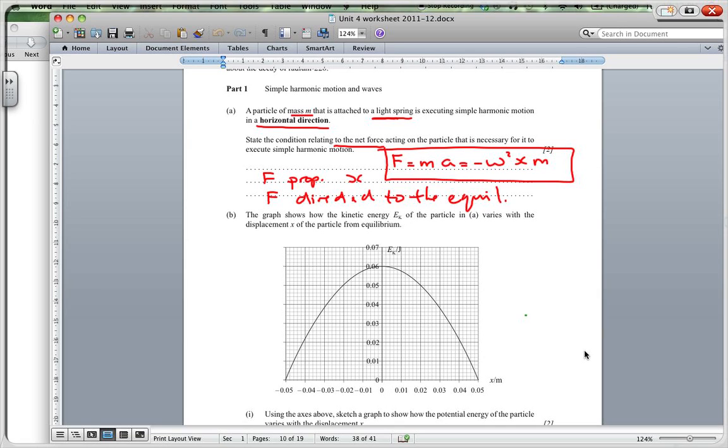Next part over here, the graph shows how the kinetic energy Ek of a particle in SHM varies with displacement x of the particle from the equilibrium. So using the axis above, sketch a graph to show how the potential energy of the particle varies. So basically what happens is at this point over here, this is where you're getting maximum kinetic energy, you actually got zero potential energy. This is at a point at your equilibrium. And conversely, when you have zero kinetic energy, you're having your maximum potential energy.